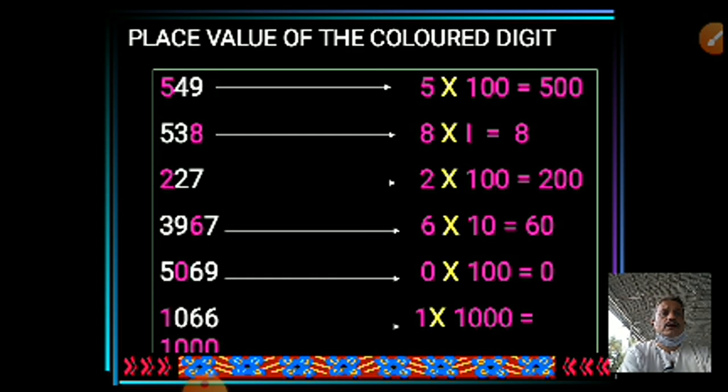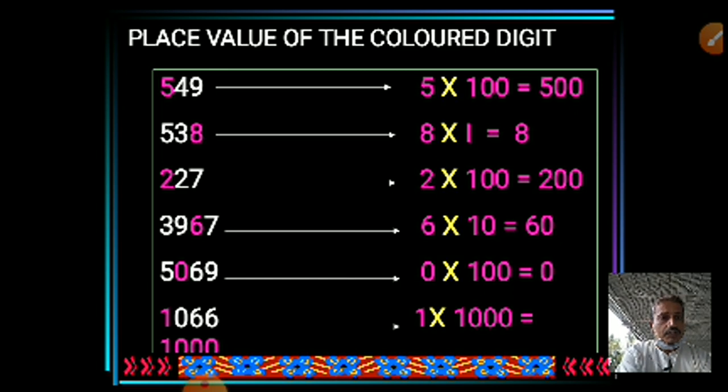Let us see the place value of the colored digit one more time. See, 5 is in the 100 place, so 5 into 100 is 500, 8 into 1 is 8, 2 into 100 is 200, 6 multiplied by 10. Why 6 multiplied by 10? Yes, because 6 is lying in the tens place, so we have to multiply with 10. The answer gives us 60. Very good, beta.